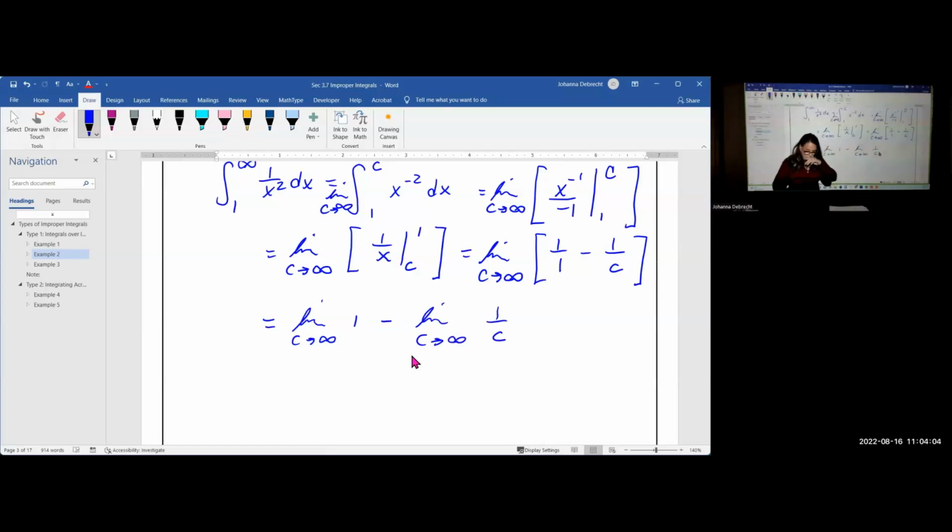So when I'm looking at this particular one, the limit of a constant is the constant. So this just gives me 1. And the second one, as c goes to infinity, the denominator blows up. That's our technical term, blows up, goes to infinity, and 1 over infinity drives down to 0. So this one goes to 0. Hopefully you remember your calculus 1. And we get 1 minus 0, which is 1. In other words, the amount of area under that curve from 1 to infinity is precisely 1 square unit. Blows the mind, doesn't it?